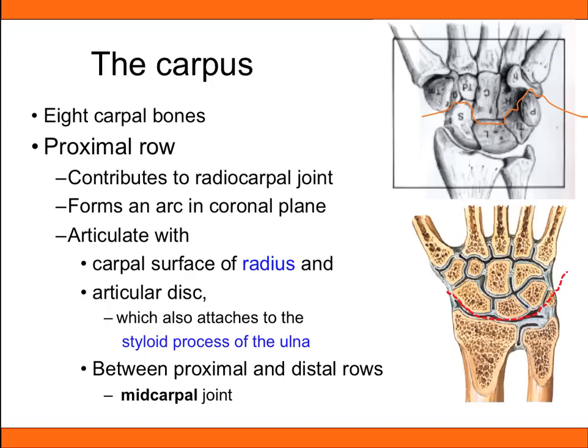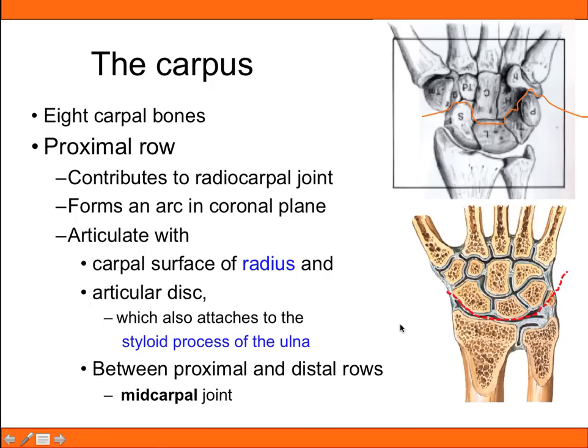Right, so let's go back and look at the bones and the joints. So the proximal row, what joints do they contribute to? Well, they contribute to a radiocarpal joint here. So the scaphoid and the lunate make up a radiocarpal joint. But there is also an ulnar carpal joint, okay? Now, the important thing to understand about this is that it's not a direct joint. So there's a direct articulation between the radius and the scaphoid and the lunate, but there is an indirect joint between the lunate here and the triquetrum.